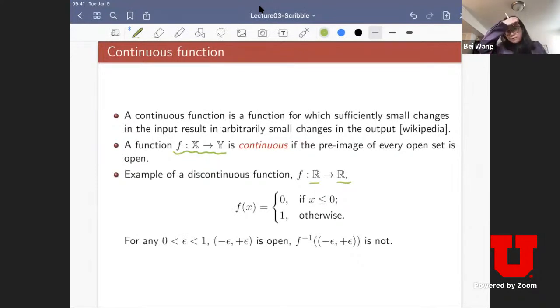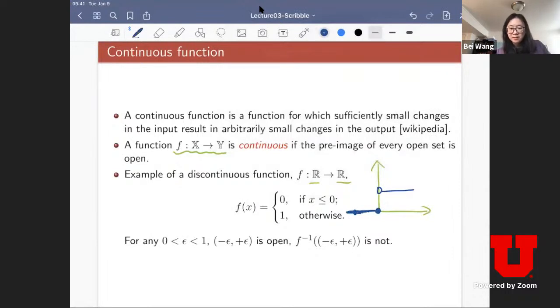So if I give you an example here, this is a discontinuous function from R to R, and how do I define it? If I plot this function, it goes on to infinity on the left-hand side. It is equal to 0 if x is smaller or equal to 0, and is equal to 1 if x is bigger than 0. Okay, so this is my function. This is a function from real line to real line.